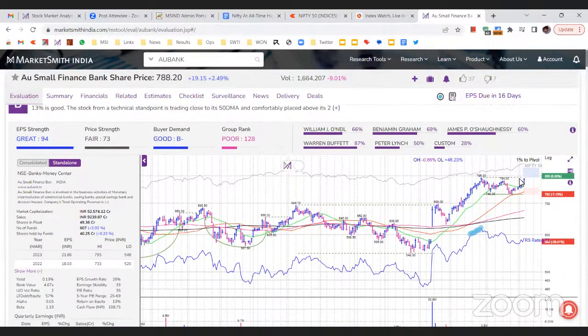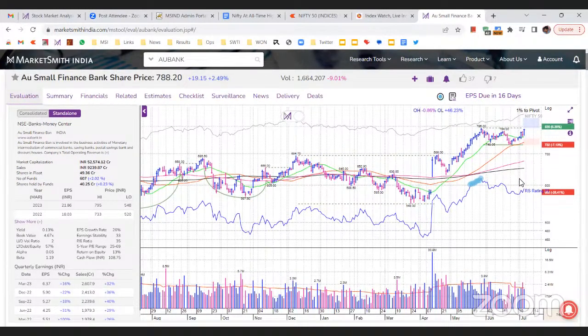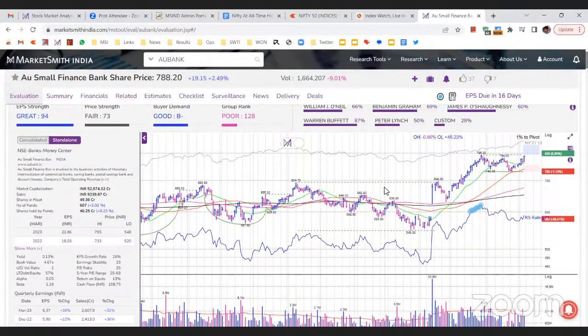On the fundamental side, this AU Small Finance Bank has been doing very good. It has been generating a good set of growth and also generating good profits for the investors. Overall, that is reflected in the EPS of 94. The RS rating is also pretty good.